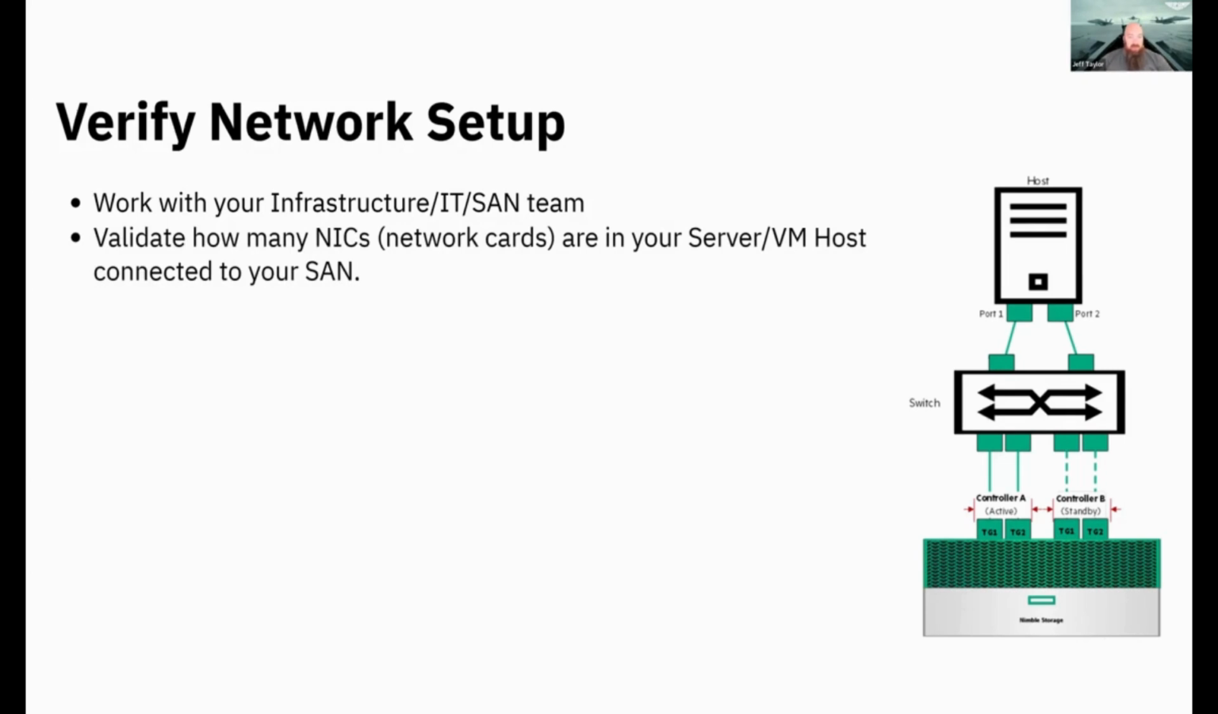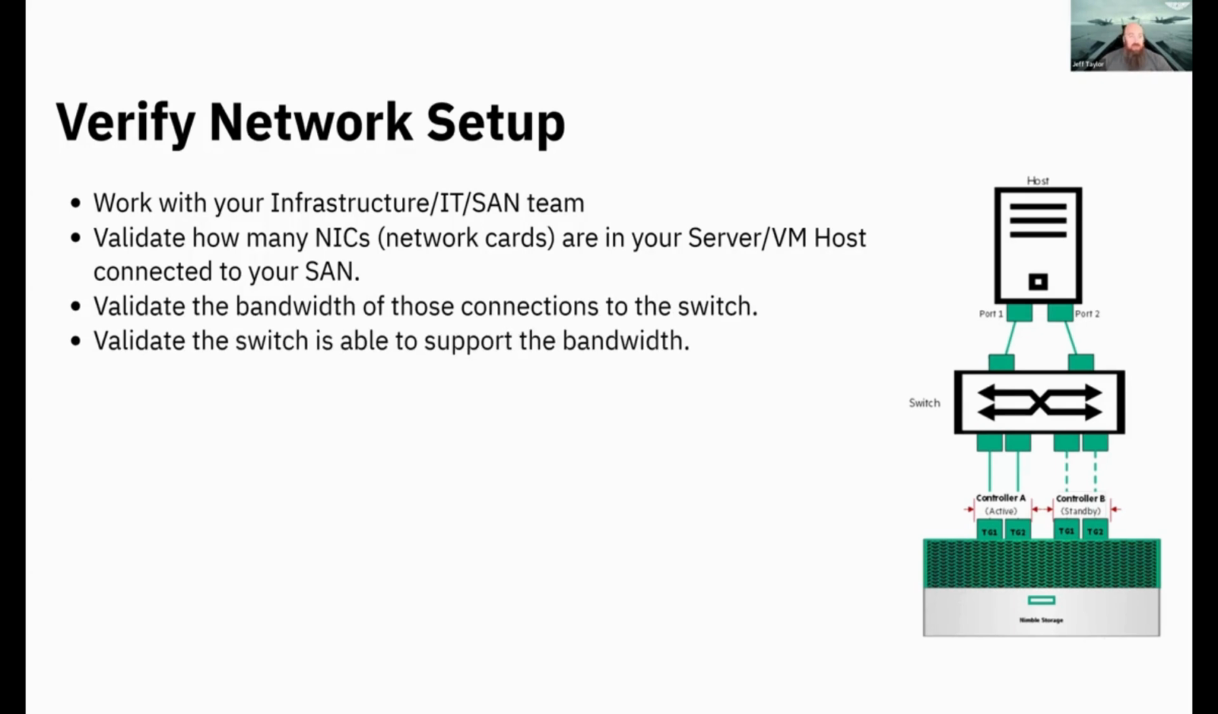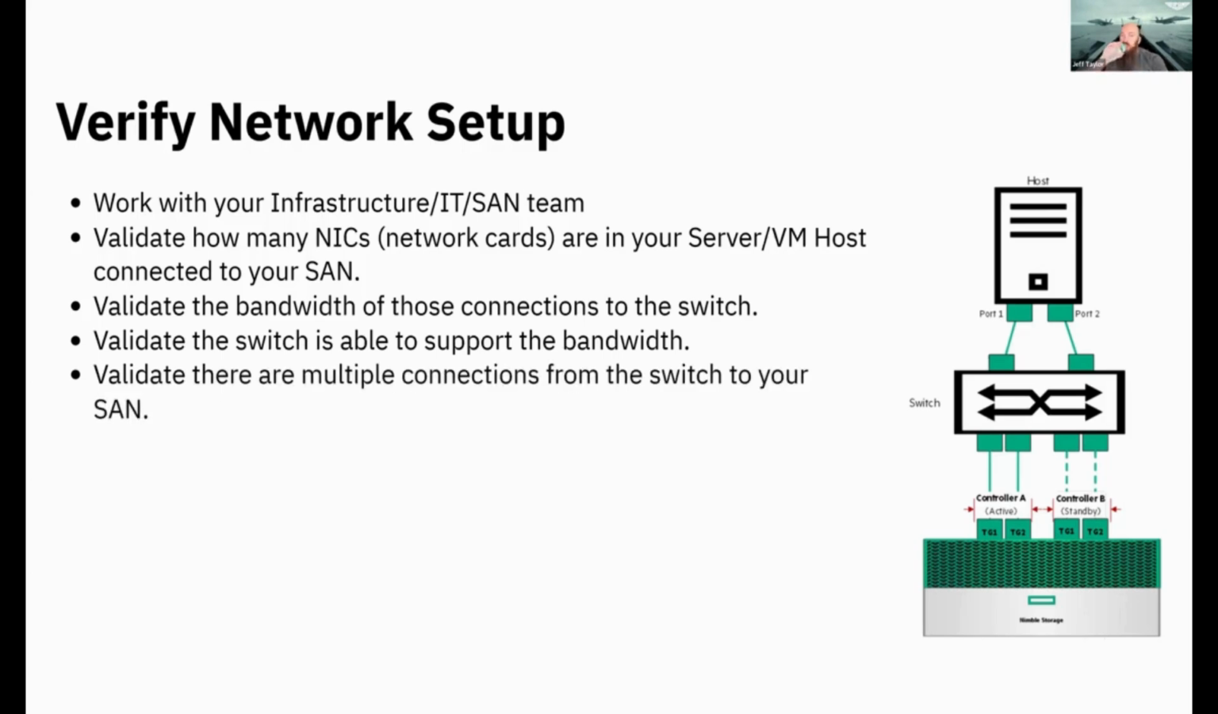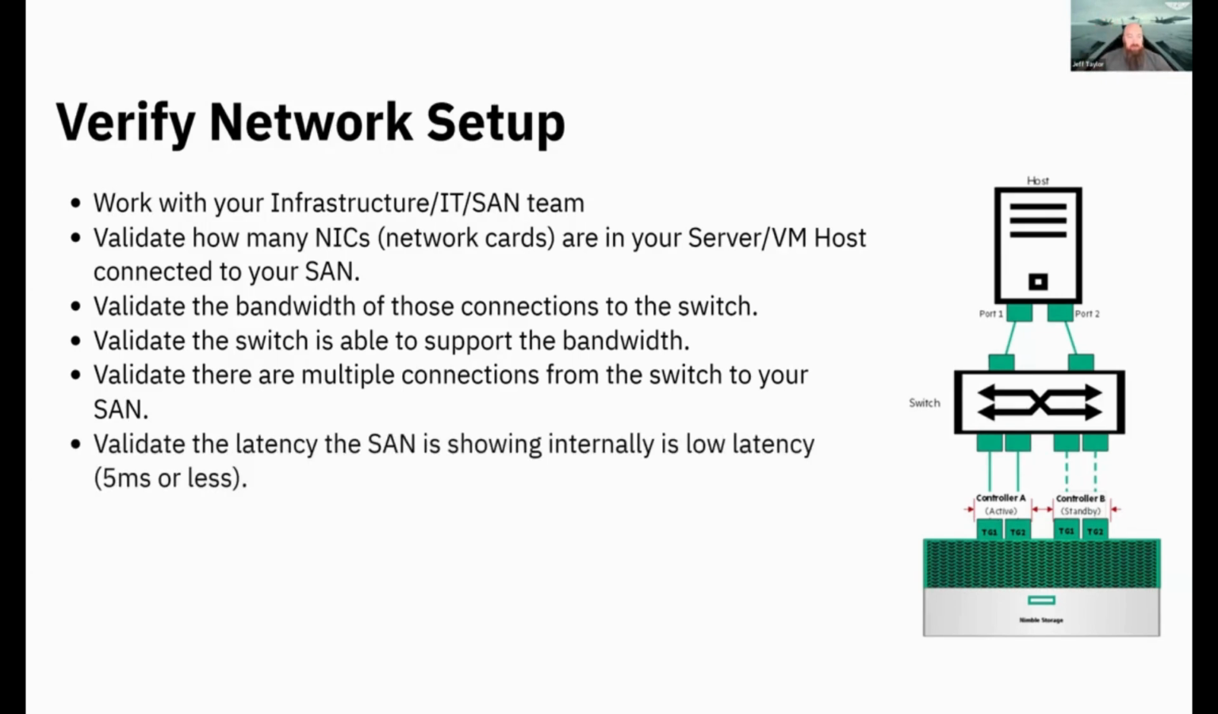Validate how many NICs, or network cards, are on your server, your host, that are connected to your SAN. Validate the bandwidth of those connections. Validate that the switch is able to support the bandwidth, because you could have a fast SAN and a fast server, but your switch is your bottleneck, right? Your switch has to be able to handle all the throughput you're pushing through it. Validate that there are multiple connections from your switch to your SAN, because again, you could go from 4 to 2 to 4 and you still have a bandwidth problem there.